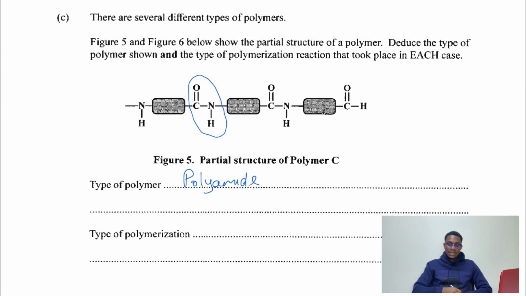All right, so question C. There are several different types of polymers. Figures 5 and 6 below show the partial structure of a polymer. Deduce the type of polymer shown and the type of polymerization reaction that took place in each case. All right, so the type of polymer here, guys, is actually a polyamide.